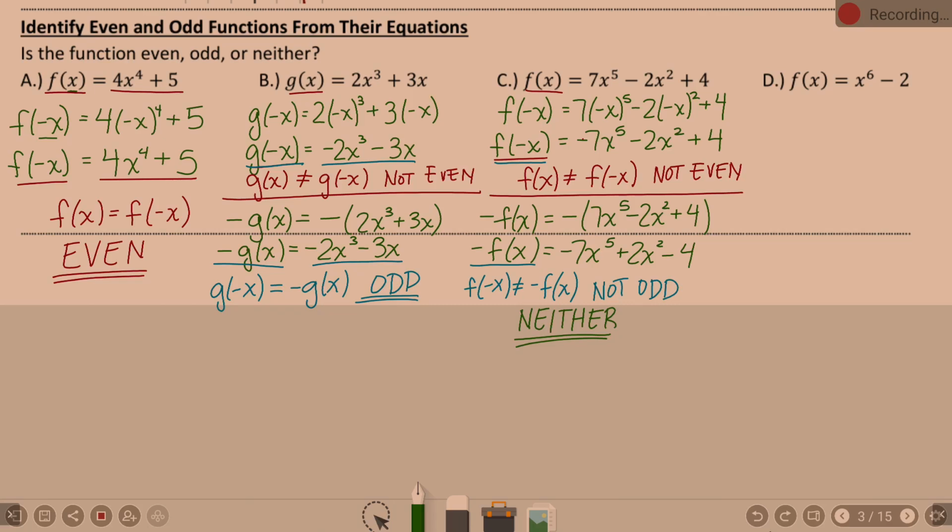Okay, so what if I start off doing every single time f of negative x? Every single time, I start with f of negative x. That's going to be my first test. So it's going to become negative x, raise it to the 6, minus 2. Well, what happens? A negative x raised to the 6 is going to be a positive x to the 6. Minus 2 stays minus 2.